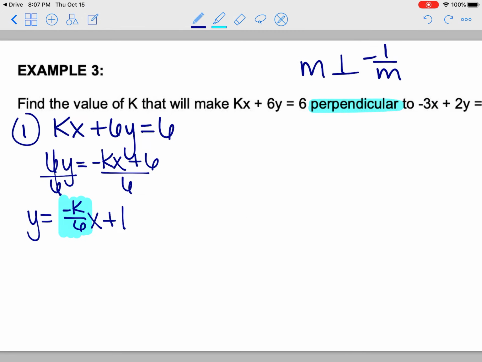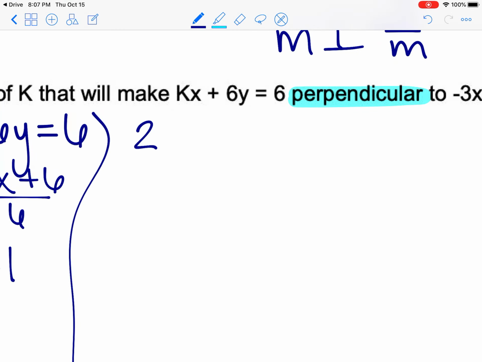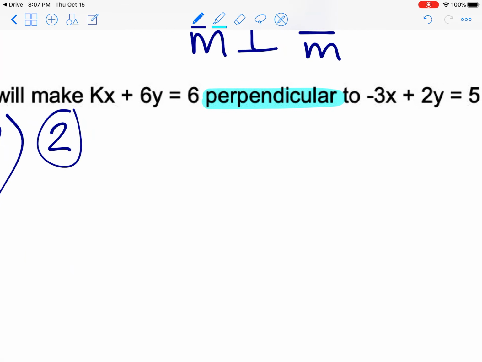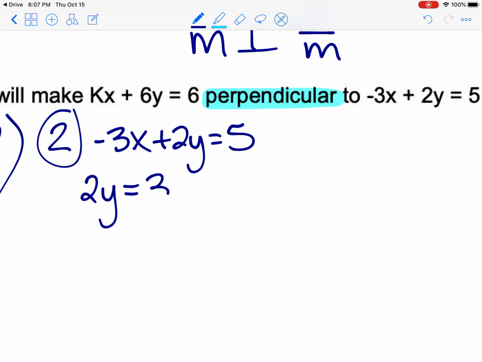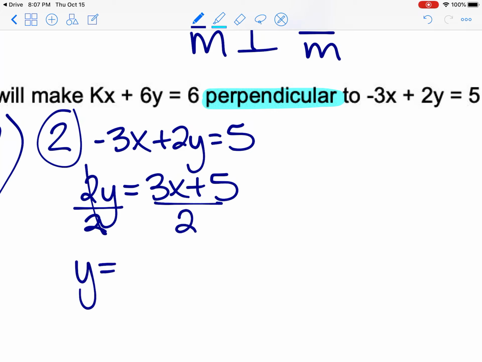Let's take our second equation and let's solve it for y. So our second equation was negative 3x plus 2y equals 5. Move the 3x over. 2y equals 3x plus 5. Divide both sides by 2. Y equals 3/2 x plus 5/2.